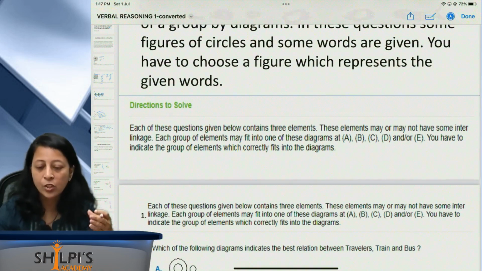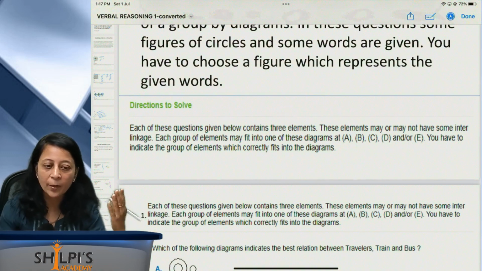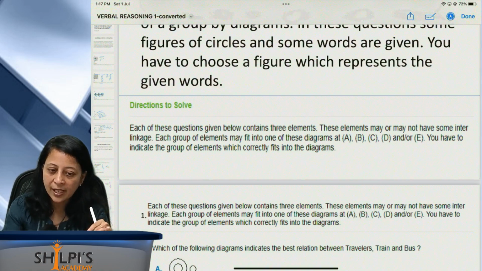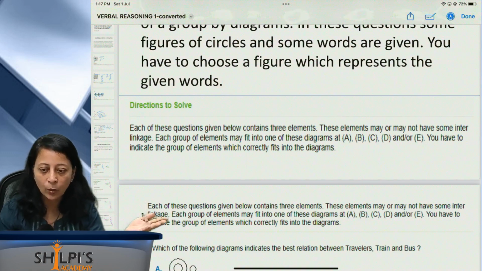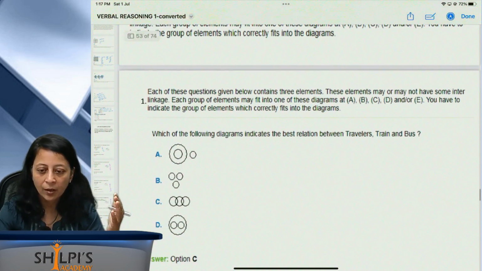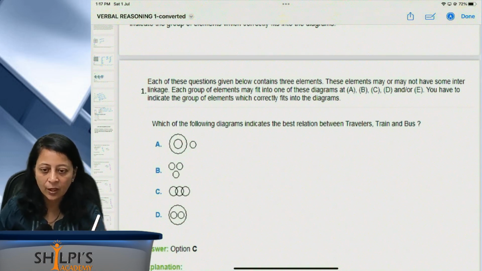So, directions to solve: each of these questions given below contains 3 elements. These elements may or may not have some interlinkage. Each group of elements may fit into one of these diagrams A, B, C, D or E. You have to indicate the group of elements which correctly fits into the diagram.